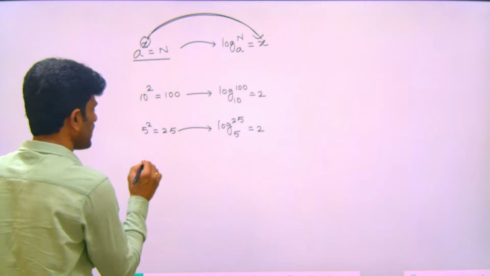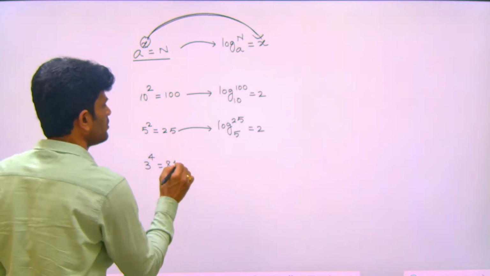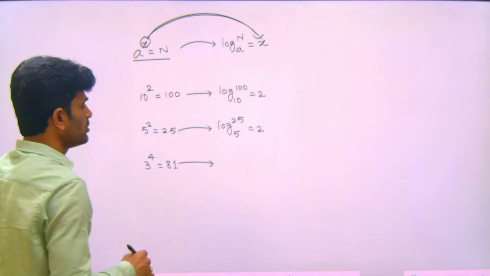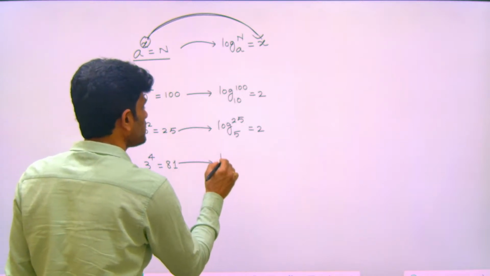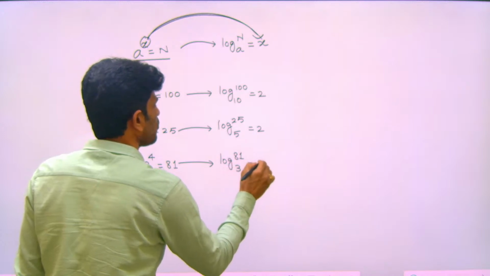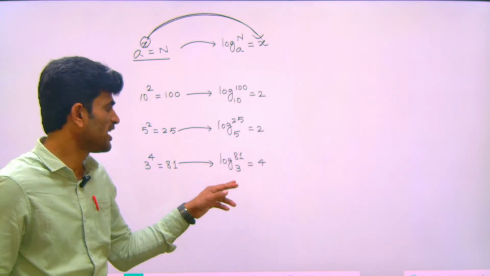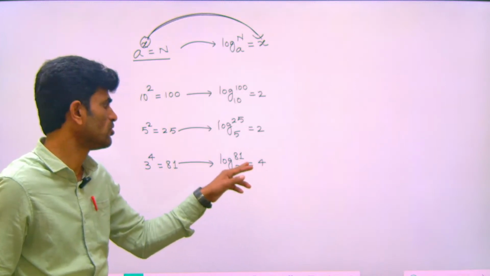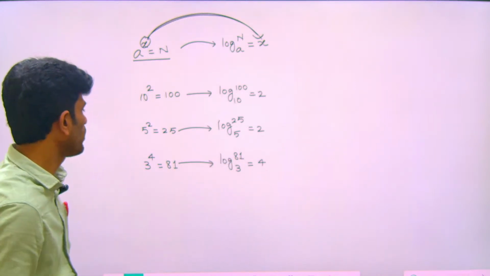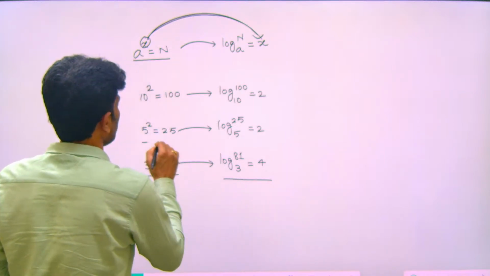Similarly, one more example, 3 to the power of 4 is equal to 81. What is the logarithmic form? How many times should 3 be raised? Log 81 to the base 3 is equal to 4. So 3 should be raised 4 times to get 81. Okay, so this is the exponential form and this is the logarithmic form.